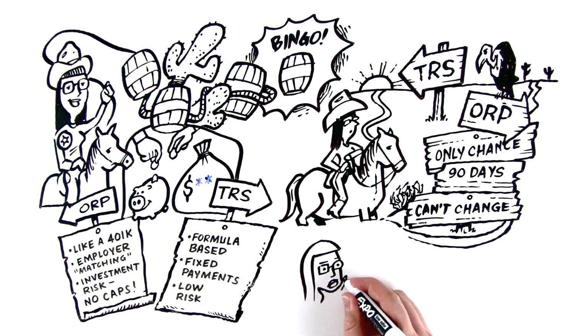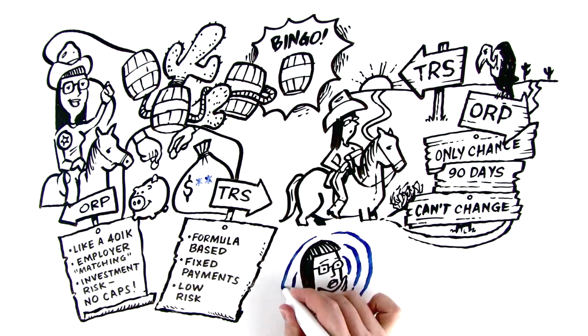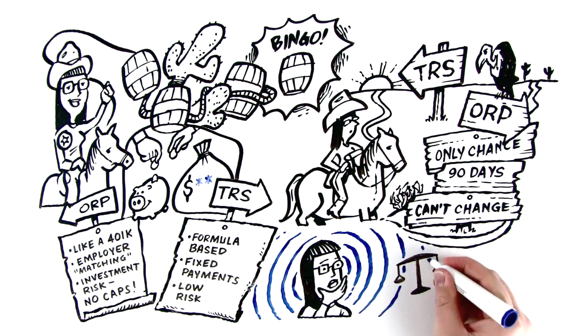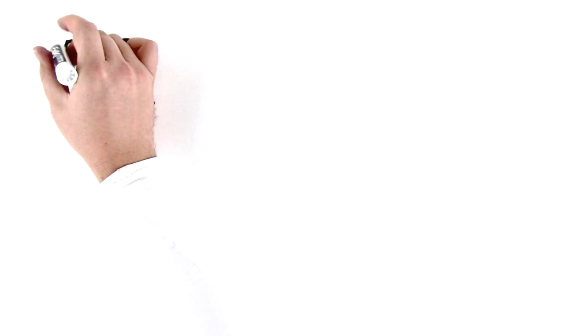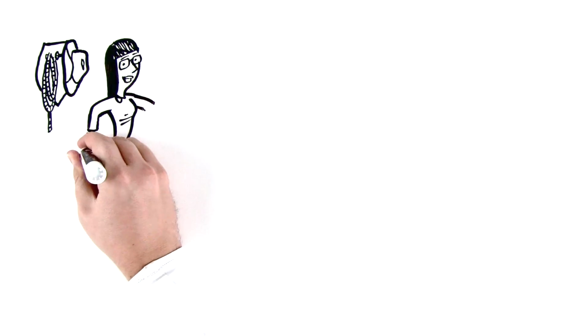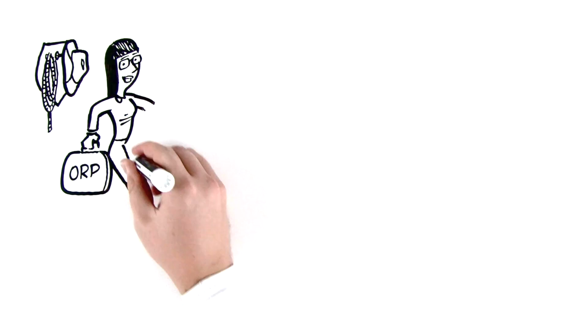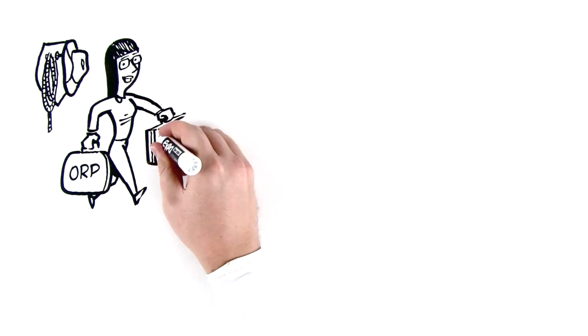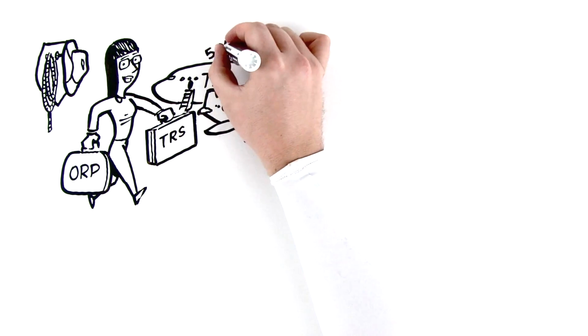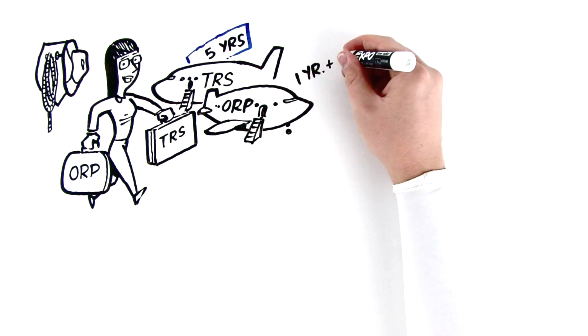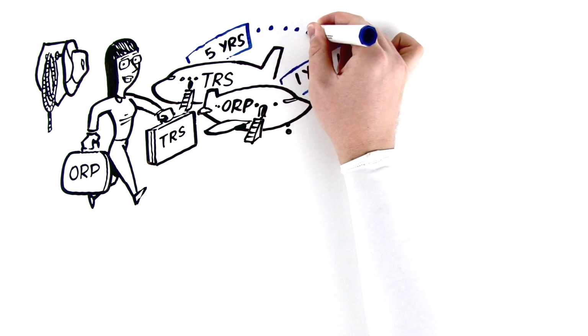Where does Joan see herself on the investment and risk matrix? How should she decide her best move in this case? And if Joan isn't sure whether she'll spend her entire career in the Texas collegiate system, she needs to know about the portability of an ORP and the relative rigidness of a TRS, which has a vesting schedule of 5 years, versus the year and a day schedule of an ORP.